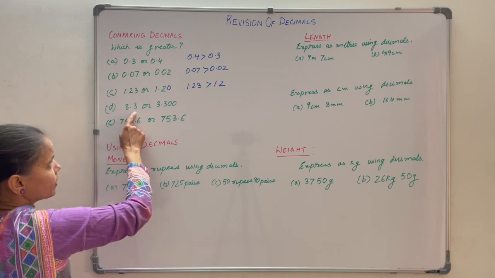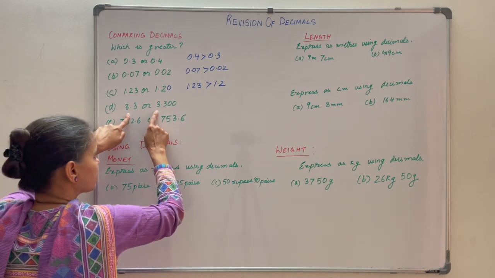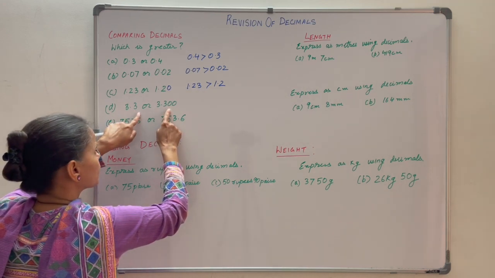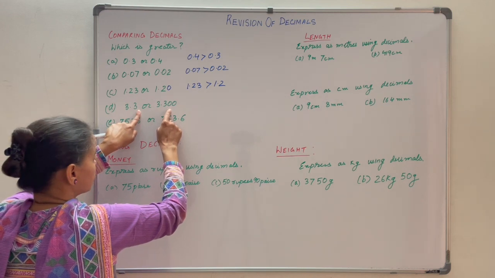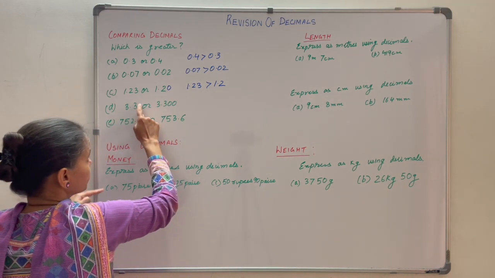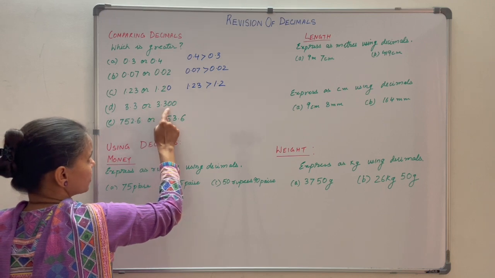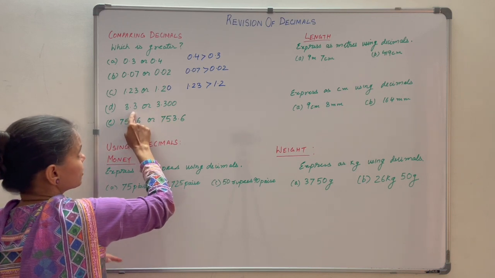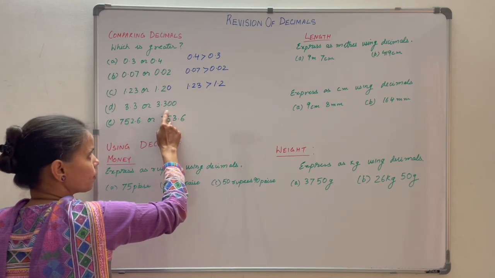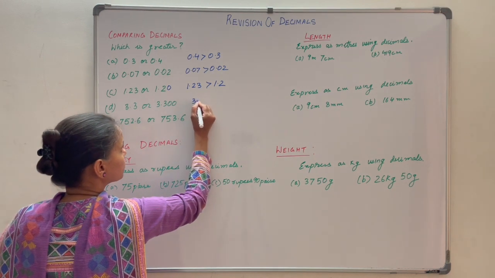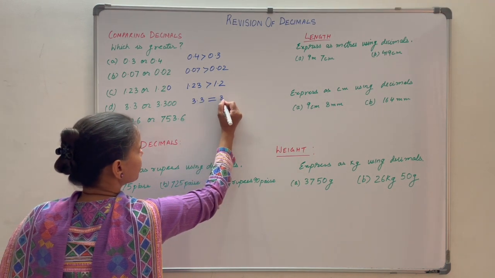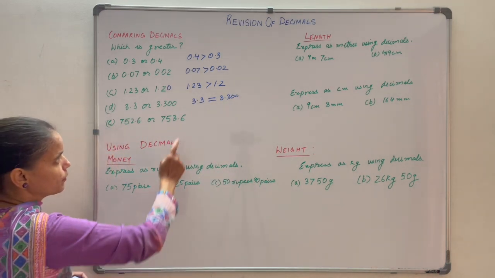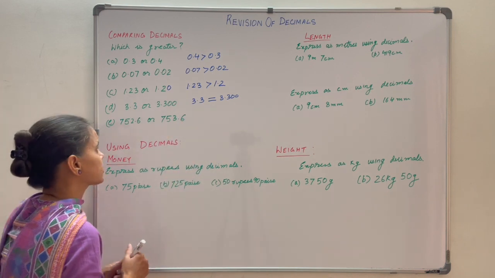Here it is 3.3. The whole part is same, 3 and 3. The decimal part, 10th place is same. Here 100th place 0, here nothing. Does that mean this is greater? No, I just now told you you can put as many zeros you want after 3 here. You can also put here as many zeros you want. So this is same. This is 3.3. This is also 3.3. So both the numbers are equal. 3.3 or 3.00, as many zeros you want to put, it is still the same. 3.3 and 3.3. It is read the same way.